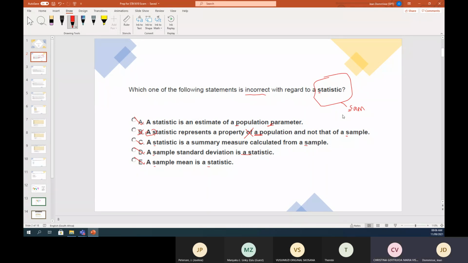I'm happy. I just noticed that in my assessment, A was my incorrect option because they had a statistic is not an estimate. But yes, this makes more sense now.